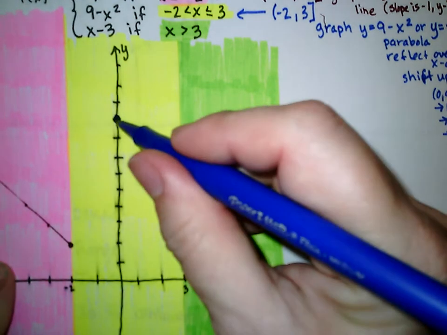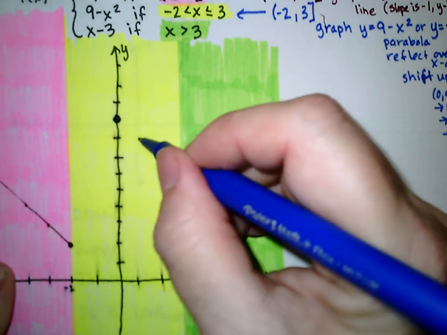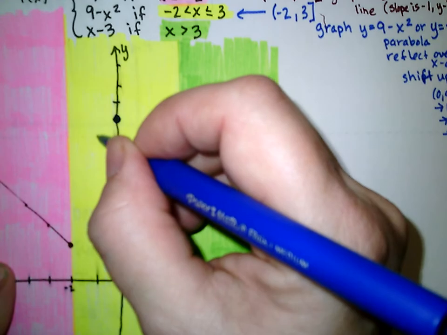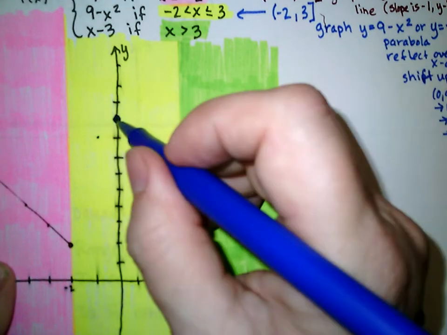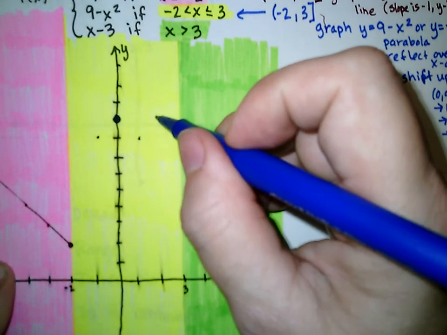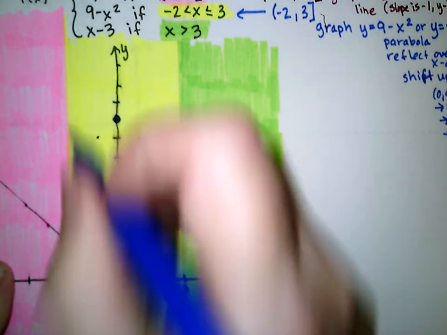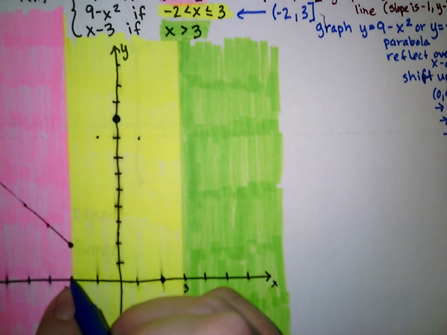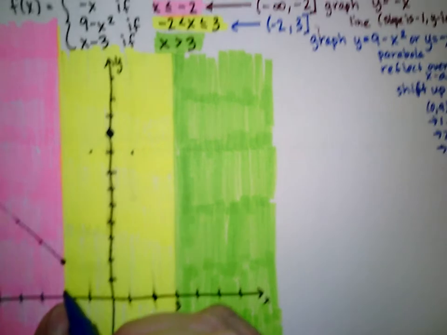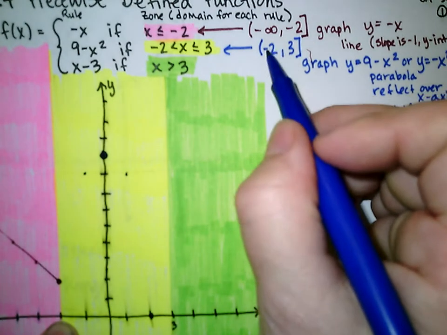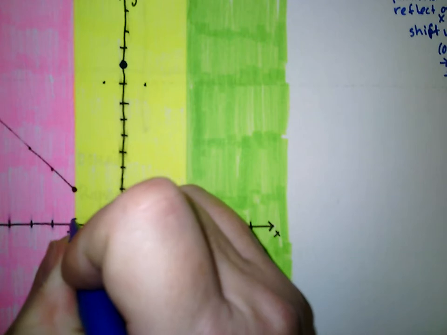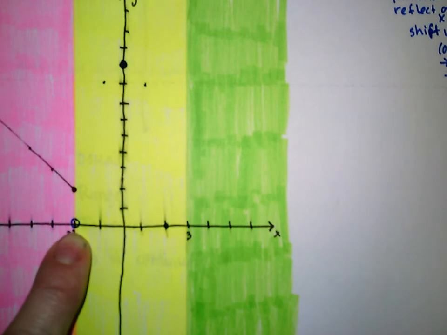And then I will follow my pattern over 1, down 1, and on the other side as well. And then over 2, down 9 puts me here. Over 2, down 9 puts me here. Now I'm right on this border. So on this border, I need to pay attention that this is an open circle, an open boundary. So on this ordered pair, it's going to have an open circle.